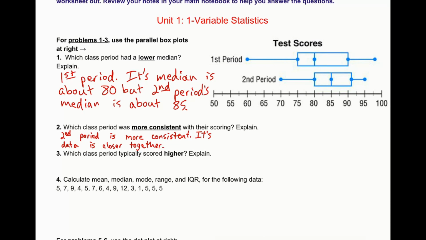Which class period typically scored higher? Well, the highest score in first period is higher, but the 75th percentile right here is higher than the 75th percentile there. The 50th percentile is higher than the 50th percentile there. The 25th percentile is higher than the 25th percentile there. And the lowest data score is higher than the lowest score there. So, second period typically scored higher.